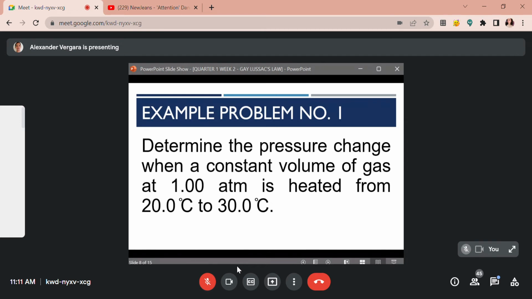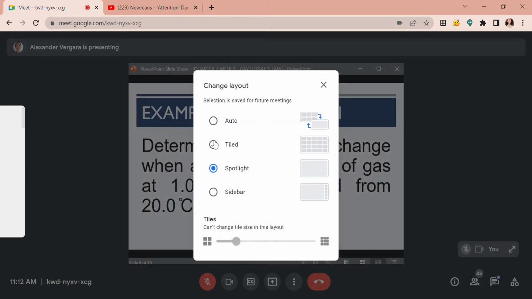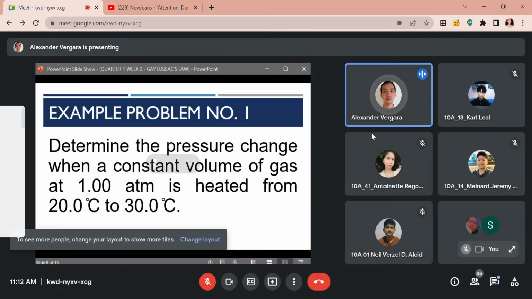Carl, formula for P2? P1 is sub to P2 over T1. Again, P1 times T2 over T1. Very good, Carl. So, the formula is P2 is equivalent to P1 times T2 over T1.